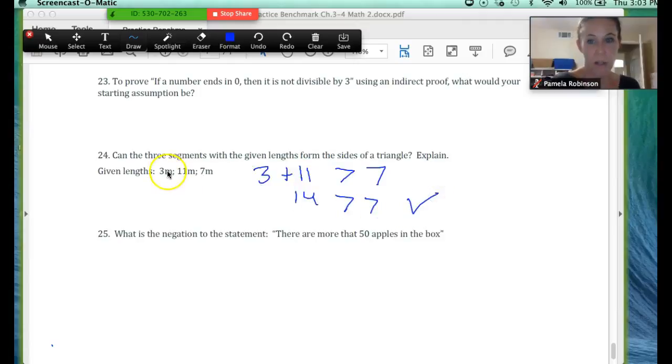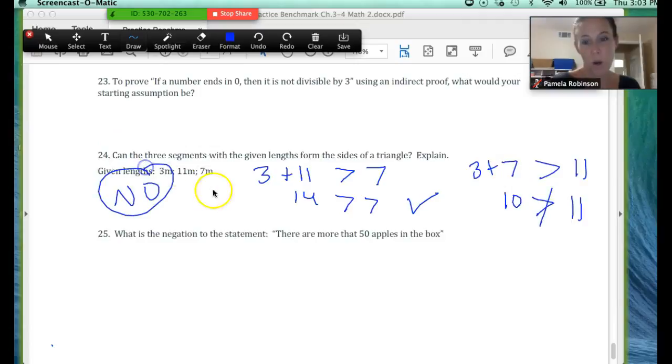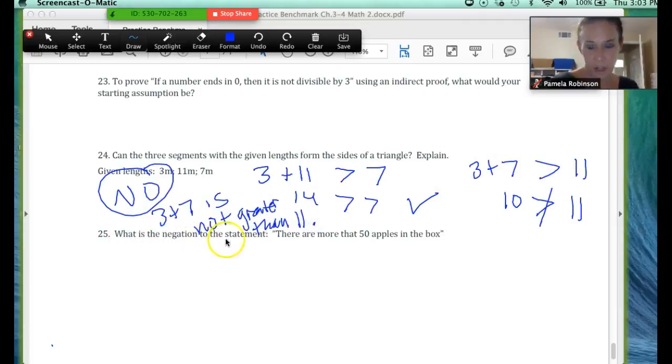Check. Now let's do 3 and 7. 3 plus 7, is that greater than 11? Well, 7 and 3 is 10. 10 is not greater than 11, so this is a no. No, because 3 plus 7 is not greater than 11.